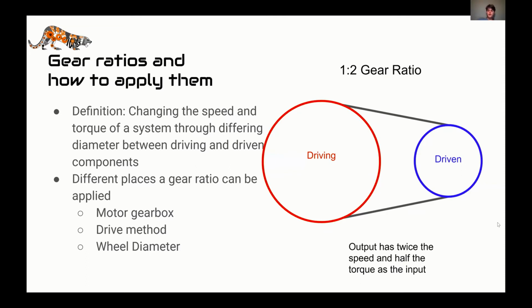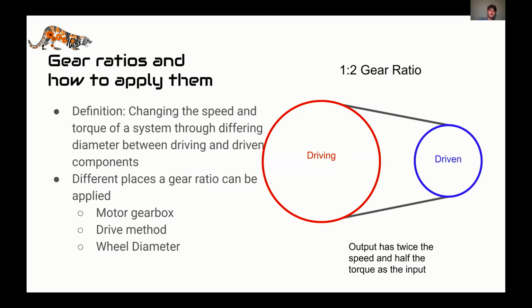This is very beneficial if you know how to take advantage of it. And it is also something that if you aren't planning on having it come into account, is something that you're going to have to think about. Because in any system that you make where you go from your motor to whatever you're going to, there is likely going to be a gear ratio, even if you don't think that there is going to be.